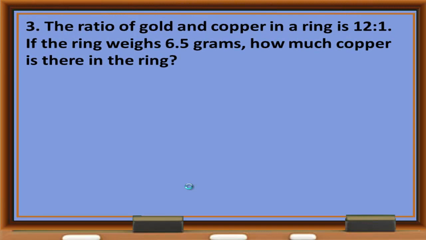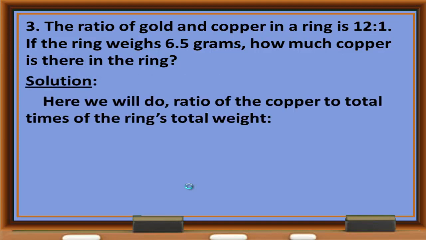Number 3. The ratio of gold and copper in a ring is 12 to 1. If the ring weighs 6.5 grams, how much copper is there in the ring? Solution. Here we will do the ratio of the copper to the total, times the ring's total weight.